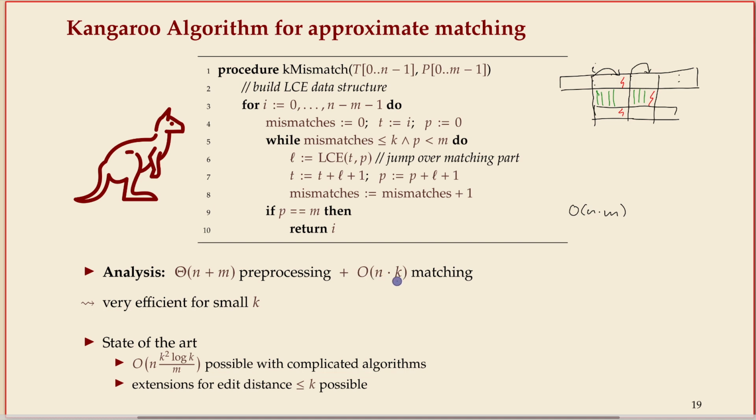So this is essentially close to linear again, whereas this, if the pattern is long, might be substantially bigger. And we need this pre-processing, but that's n plus m. That's essentially, again, linear time. So for small k, this is a substantial improvement, and is also a practical algorithm.